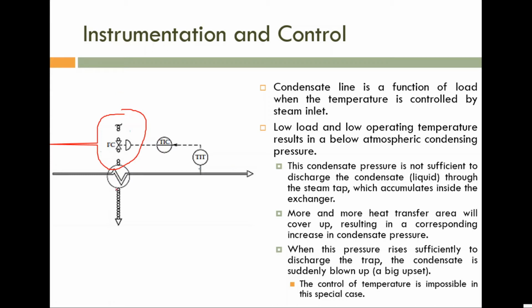So definitely the product may be decomposed, may be burnt, whatever. So some failure will occur here. In process, some failure will occur. In order to avoid that, if the control signal fails, we have to close this steam flow rate. So for the purpose, the normally closed or fail-closed control valve is used.